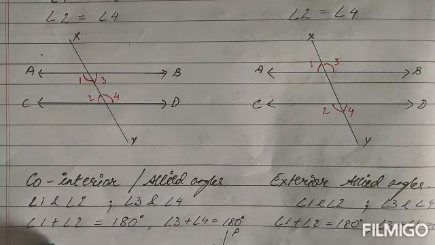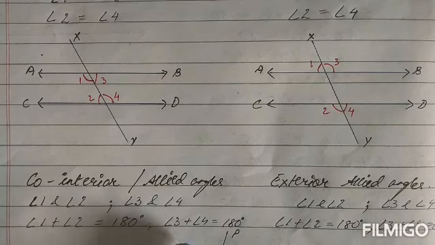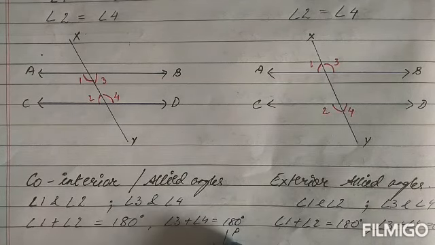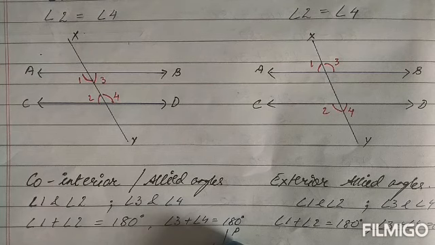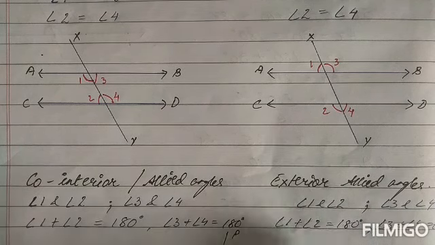See, I have written angle 1 and angle 2 is equal to 180 degrees. Similarly, angle 3 and angle 4 is equal to 180 degrees. That means if we add them up, they will always be 180 degrees. Similarly, we come to the exterior allied angles, children.